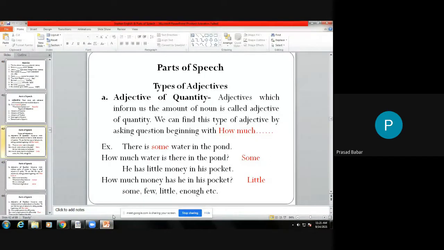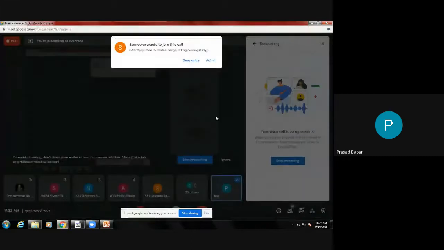If we see the next example, how much money has he left? Next example is, he has little money in his pocket. So little. If we ask a question starting with how much, how much money has he in his pocket, then it will answer little. Okay. So that is why little here works as an adjective.